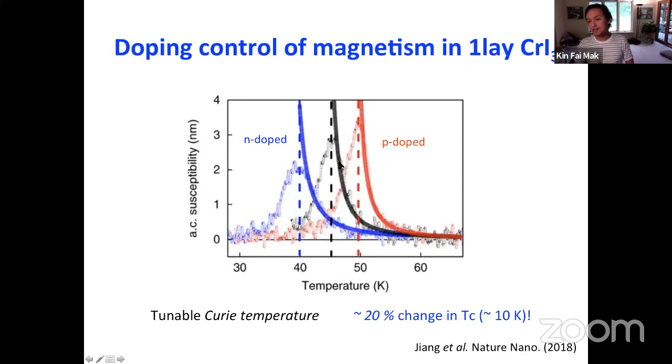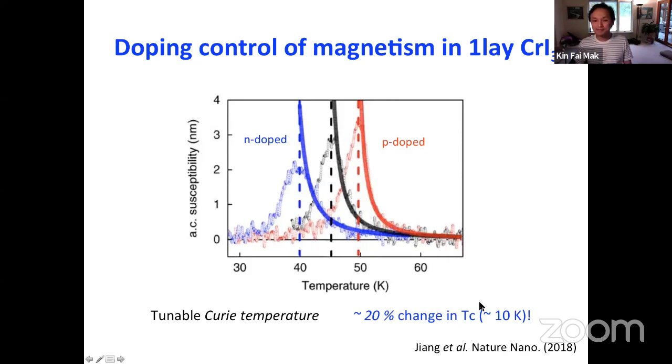The black curve here is for the case that there's no doping applied to the system. The red is where we apply hole doping to the monolayer chromium iodide, which actually increases the TC, the Curie temperature of the system, by about 5 Kelvin. And if we reverse the sign of doping by introducing electron doping to the system, we actually decrease the TC by another 5 Kelvin. So by simply applying doping via a voltage, we can actually create a tunable Curie temperature, with about 20% change in the TC, or a total of 10 Kelvin.